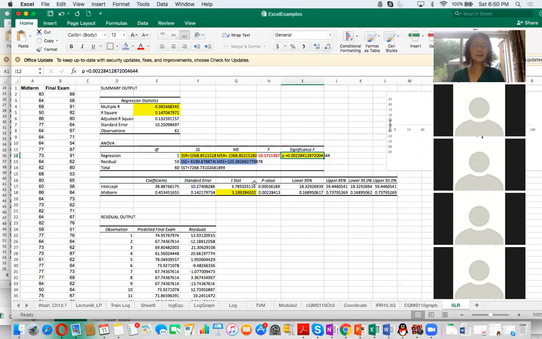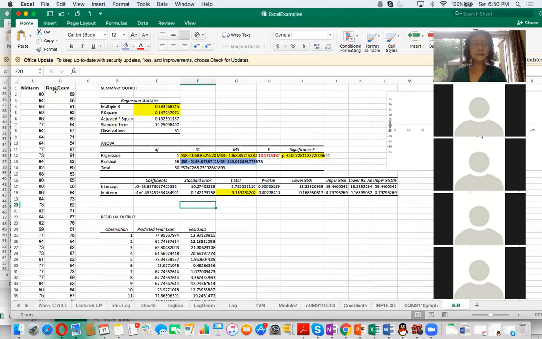Okay. So next one is the coefficients. 38.88 is the y-intercept. We use B0. B0 represents the y-intercept. And then you have 0.45, which we call the slope. B1 is the slope.